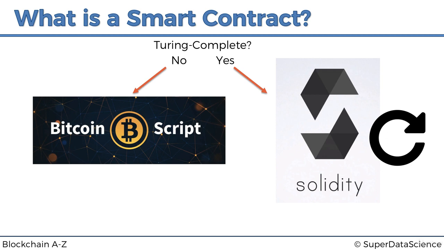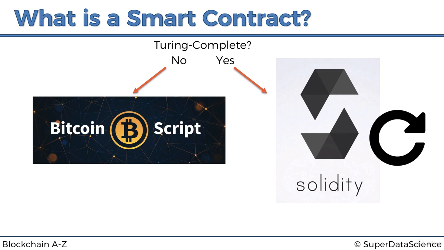And so to avoid any potential problems with programs running forever or going into infinite loops, Bitcoin Script decided not to include loops. Solidity, on the other hand, found a way to include loops, and we'll see how further down in this part of the course.